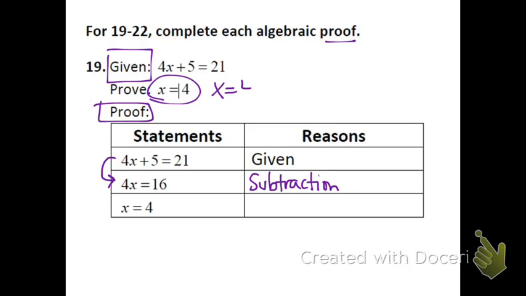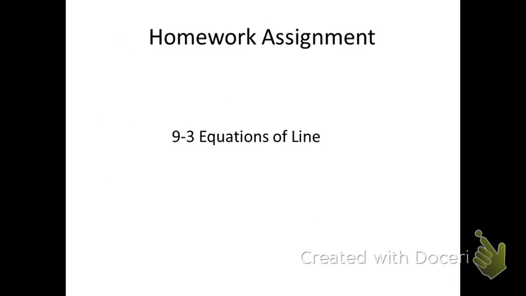Now we want to see what happens from that step to the next step. So to get x all by itself, we have to pick off that 4. To pick off that 4, you have to divide by 4, and that gives us that last step. So we say that this was a division. You could say by 4. If you're really formal, you would say it's the division property of equality. So hopefully that'll give you kind of a heads up on how to do 19 through 22. And that's your assignment, 9-3 equations of lines. Good luck.